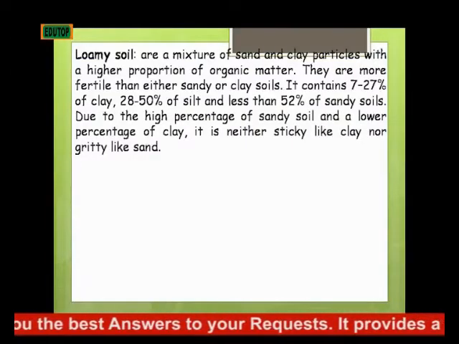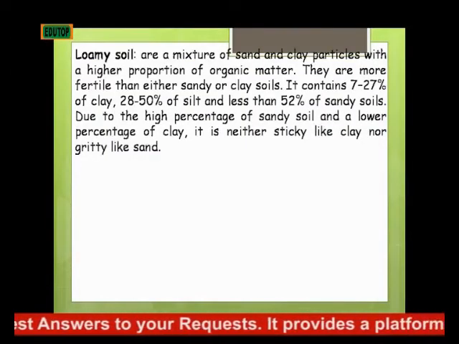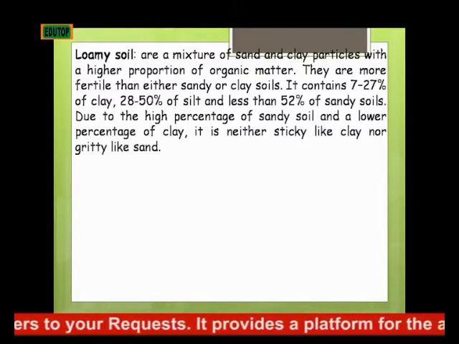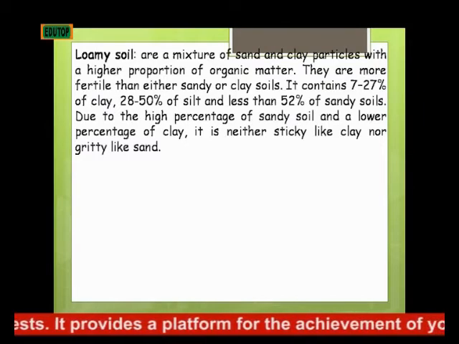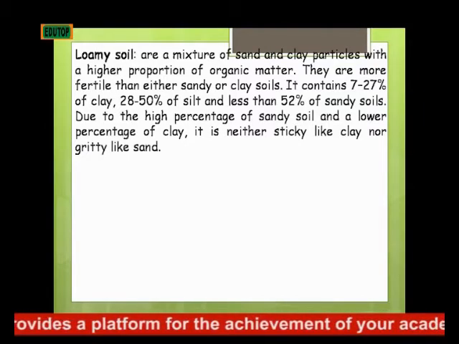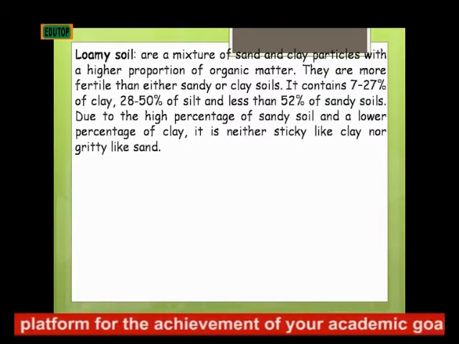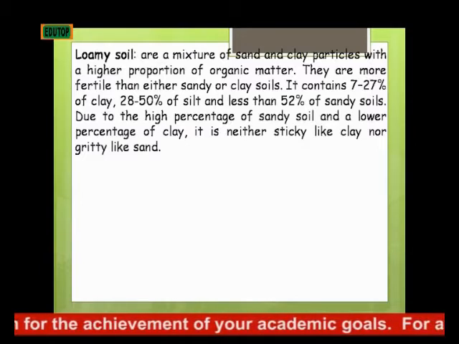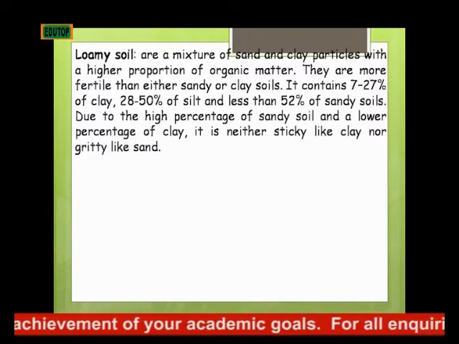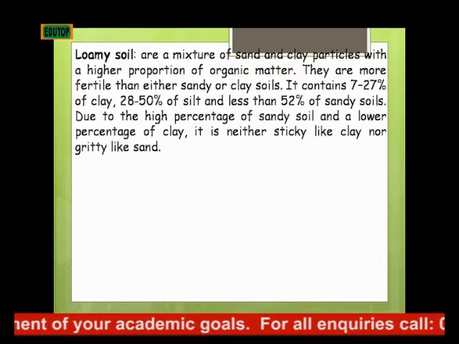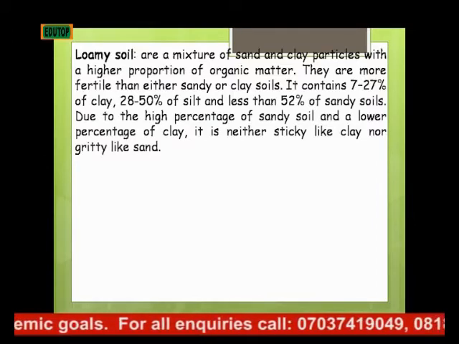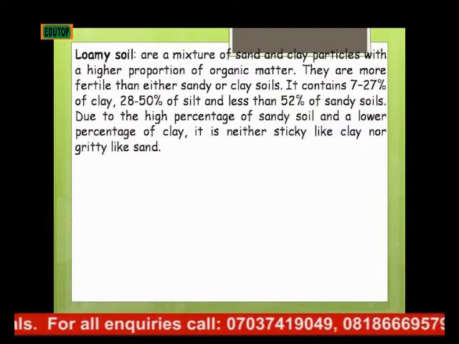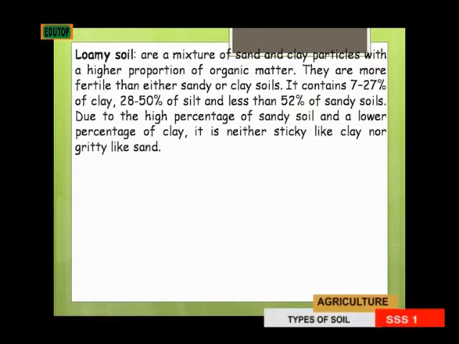The next type of soil is the loamy soil. Loamy soil is a mixture of sand and clay particles with a high proportion of organic matter. It is more fertile than either sand or clay soil. It contains 7 to 27% of clay, 28 to 50% of silt, and less than 52% of sandy soil. That is a mixture of the different types of soil.